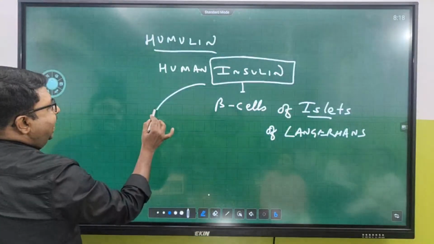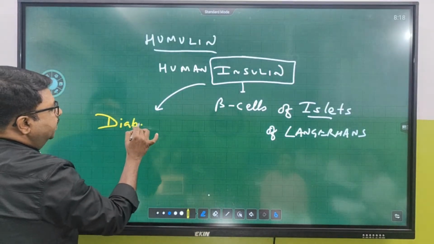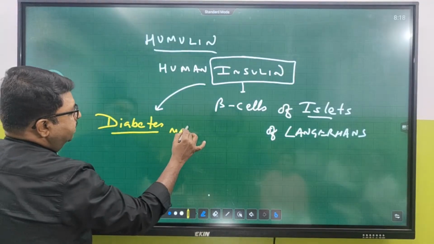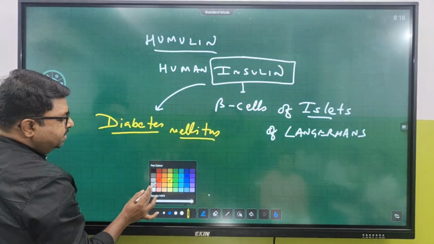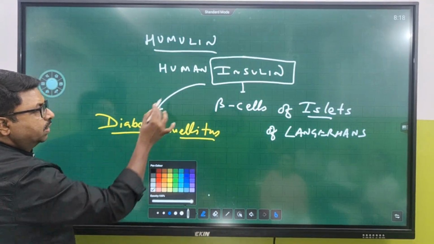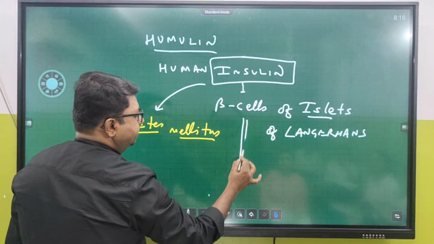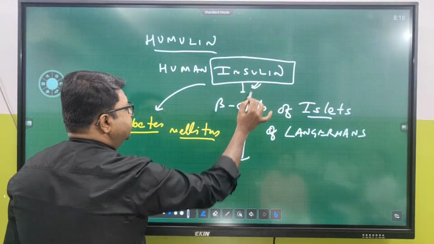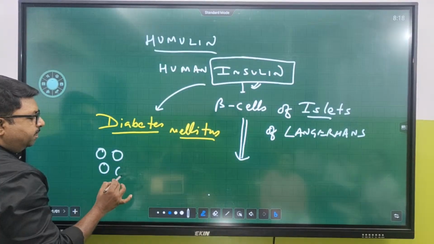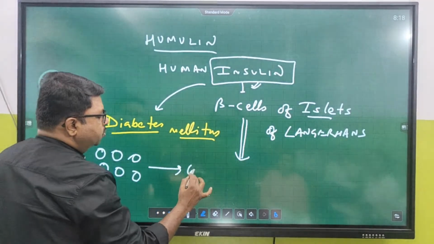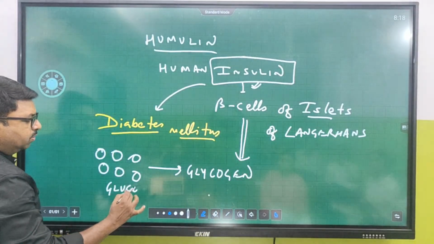Now, this insulin is administered to the people who are suffering from diabetes mellitus. That means high blood sugar. Why does this blood sugar increase? Due to the inactivity of insulin or the less secretion of insulin. So if the beta cells of islets of Langerhans in any way secrete less insulin, the function of insulin is to make glycogen from glucose. That means it converts glucose into glycogen.